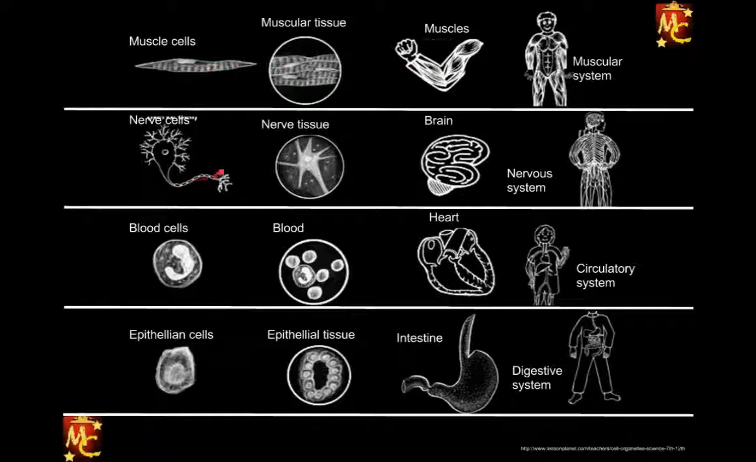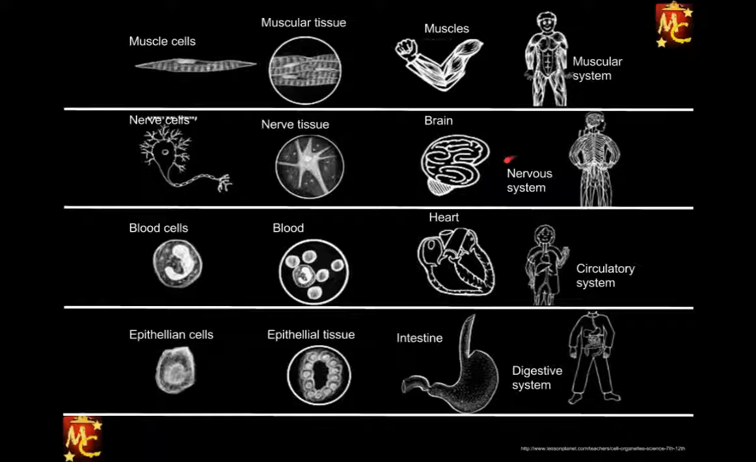Another example is nerve cells. They make the nerve tissues, and then nerve tissue will make the brain. Many nerve tissues are available in the brain. Actually, as we know, the brain is the part of sensation. We can think, we can understand what is happening, and we can do several intelligent activities with our brain.